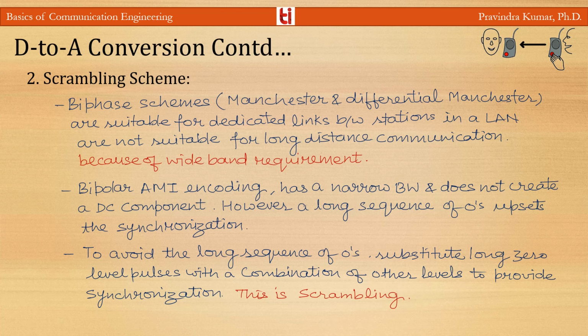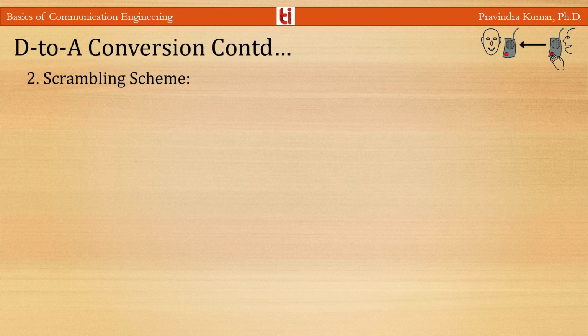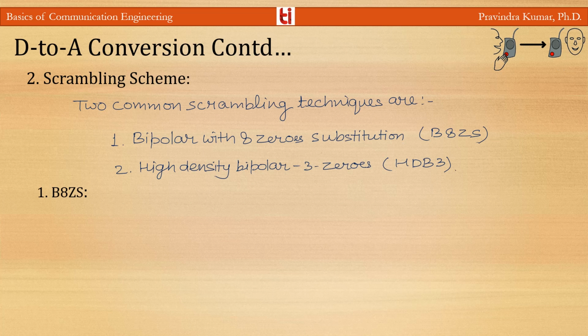We modify part of the AMI rules to include scrambling, and two common scrambling techniques are bipolar with 8 zero substitution and high density bipolar with 3 zeros. First, B8ZS, which is particularly used in North America.